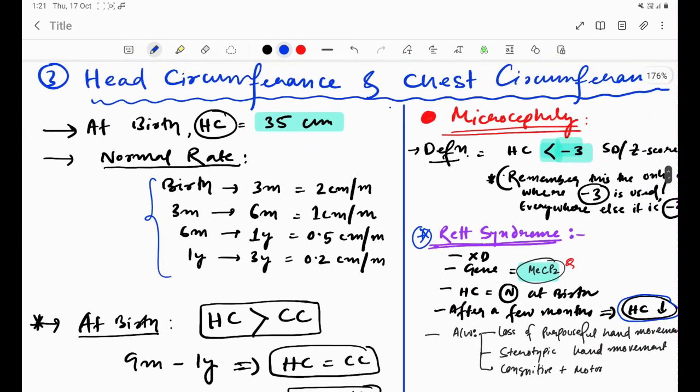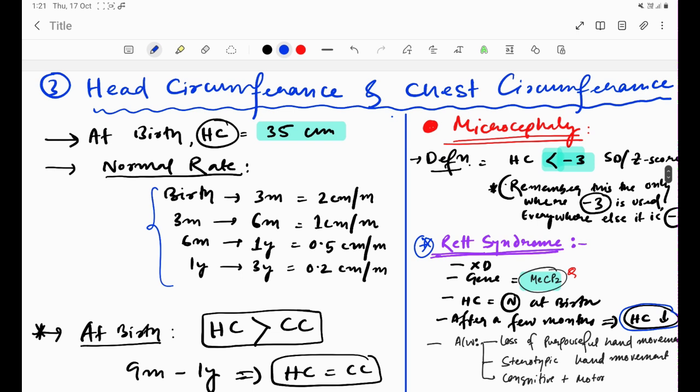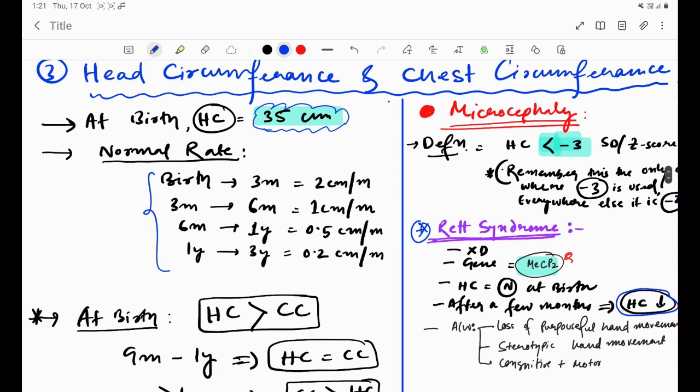Let's go to the next thing, which is the head circumference and the chest circumference. So at birth, the head circumference is 35 centimeter. Normal, right? Again, you have to remember. Very easy to remember. Birth to 3 months, it is 2 centimeter per month. 3 months to 6 months, 1 centimeter. 6 months to 1 year, 0.5 centimeter. 1 year to 3 year, 0.2 centimeter. So you just have to half it up. 2, 1, 0.5, 0.2. Birth to 3, 3 to 6, 6 to 1, 1 to 3 years.